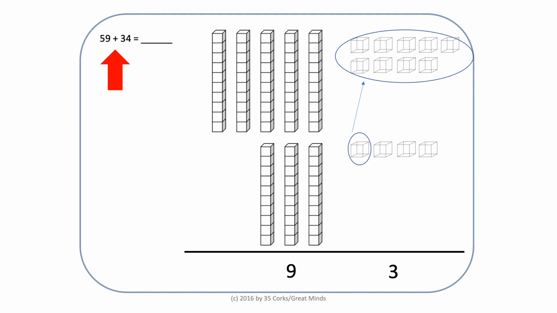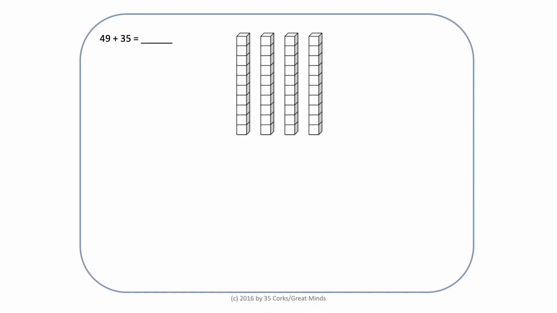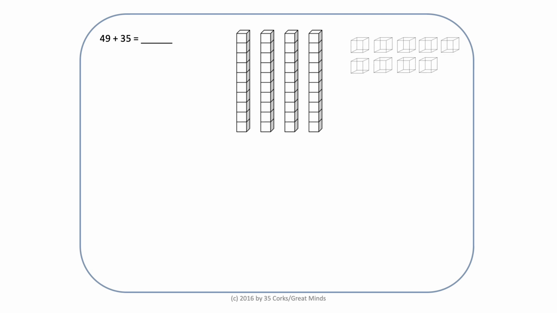Now we're going to try again. I have 49 plus 35 equals blank. How many 10s are in my first add-in? My first add-in is 49. How many 10s are there? 4. And how many 1s are there? 9. Am I showing number 49 with 10s and 1s? Yes.